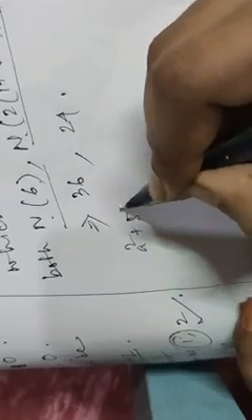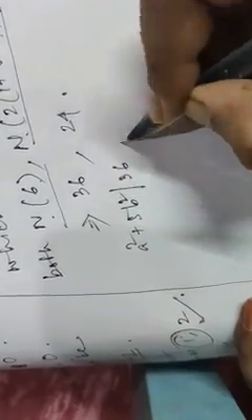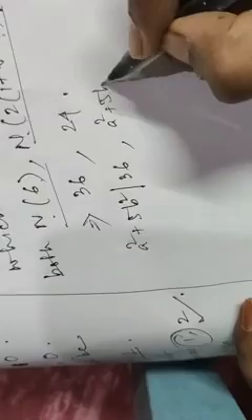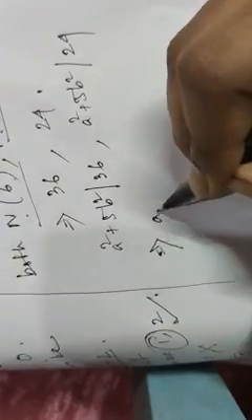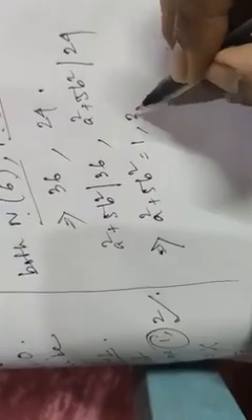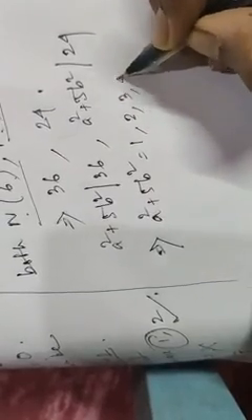So A square plus 5B square, from here what we can write? A square plus 5B square divides 36 and A square plus 5B square divides 24. So let's get the common divisors for 36 and 24. This will be 1, 2, 3, 4, 6, 12. All those values. Okay.